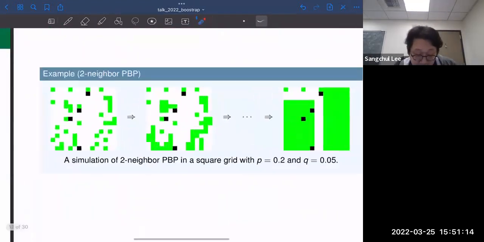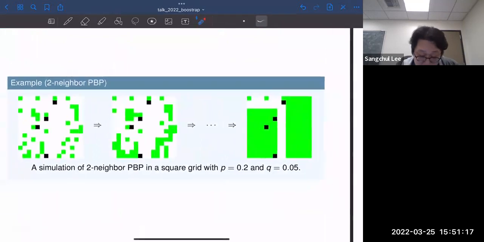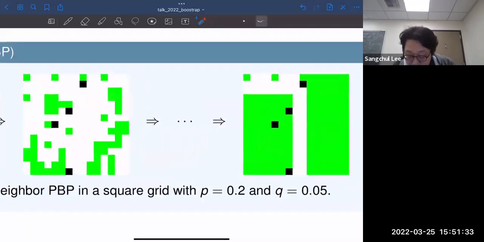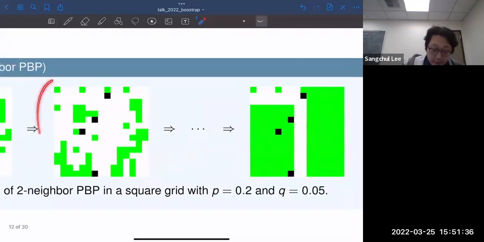So here again, I have an example. Let's consider the two-neighbor polluted bootstrap percolation. Here the black sites represent the polluted sites, or obstacles. If I keep evolving this configuration, then let's see, this polluted site prevents the growth, because this site can never become occupied.